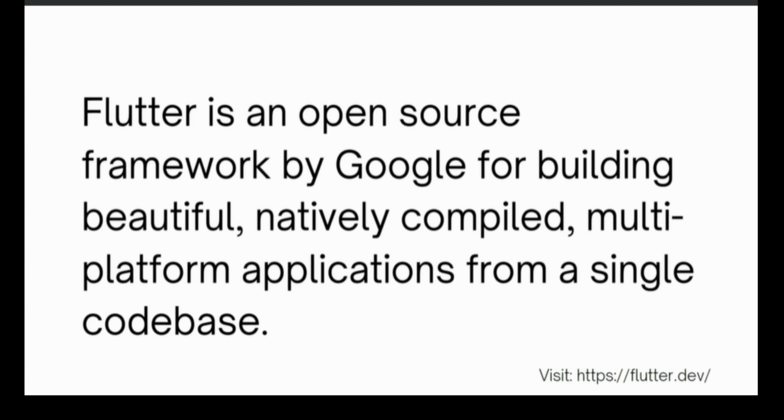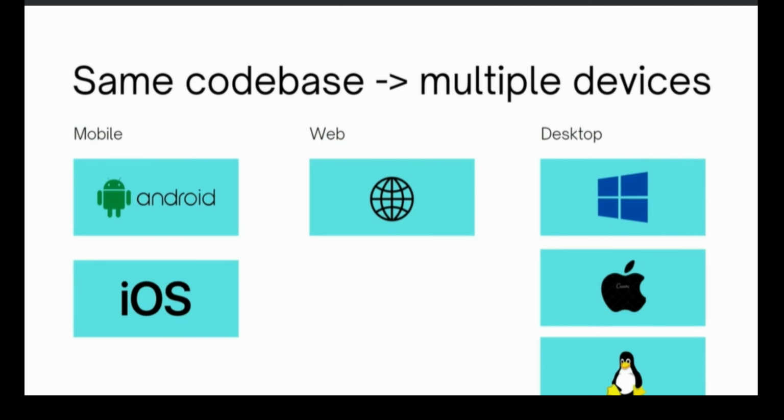So, what is Flutter? Flutter is an open source framework by Google for building beautiful natively compiled applications that are also multi-platform from a single code base. Which means using the same code base, you can build for multiple devices. In the mobile segment, you can build for Android and iOS. You can build web applications with Flutter, and you can also build desktop applications, for example, for Windows, macOS, and Linux. Right now in stable version, Flutter lets you build for Android, iOS, web, and the desktop, which is the Windows platform.